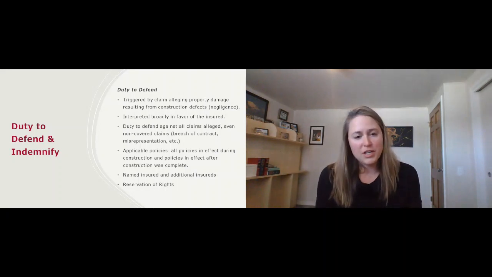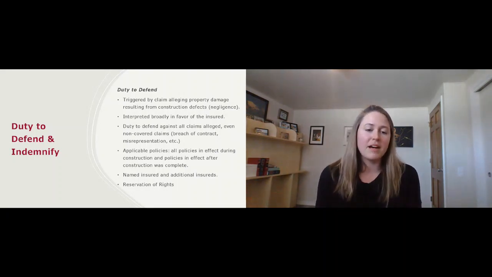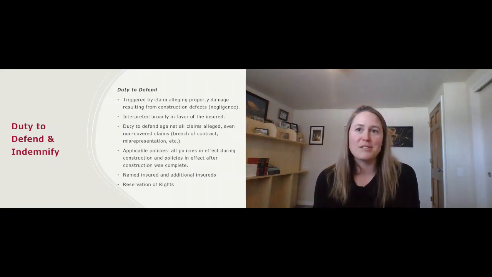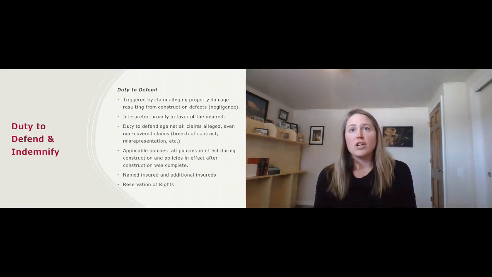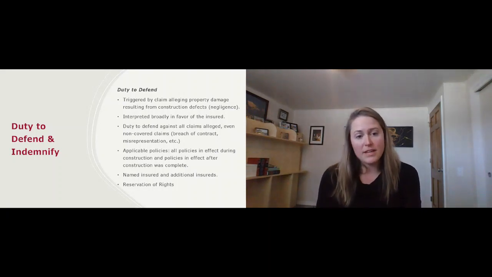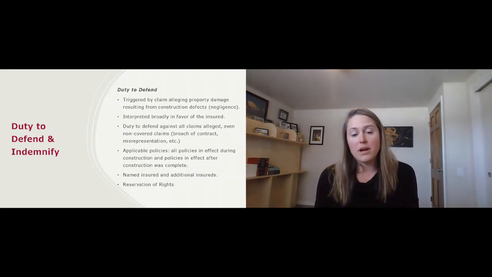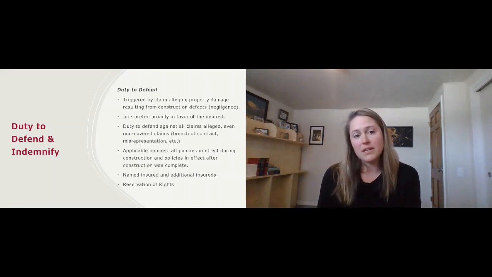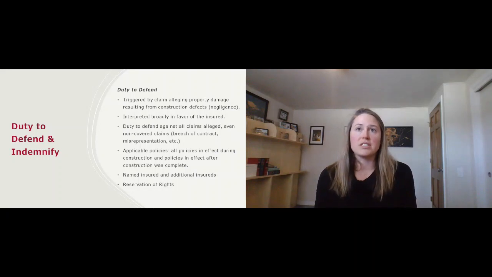And so it's kind of a hoop that plaintiffs jump through because they really do want to trigger your policy. It allows there to be deeper pockets on the other side. Ultimately they want to recover, and so they're going to want to trigger your insurance policy. But so that you know, when you're receiving any kind of complaint about your work that seems to be in a context where it might end up being a dispute that could be litigated, it's that property damage resulting from the construction defect that is going to trigger your policy.